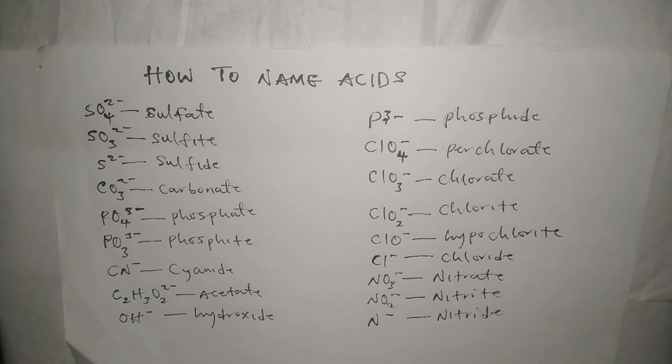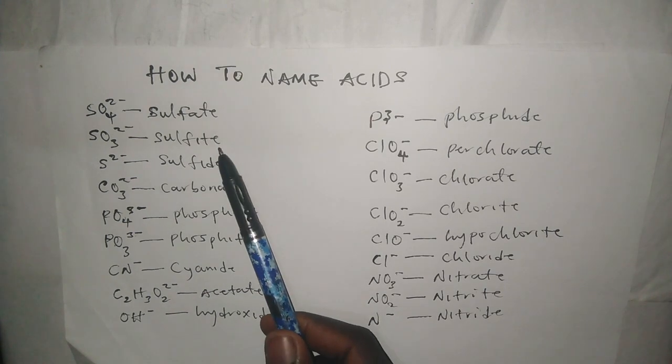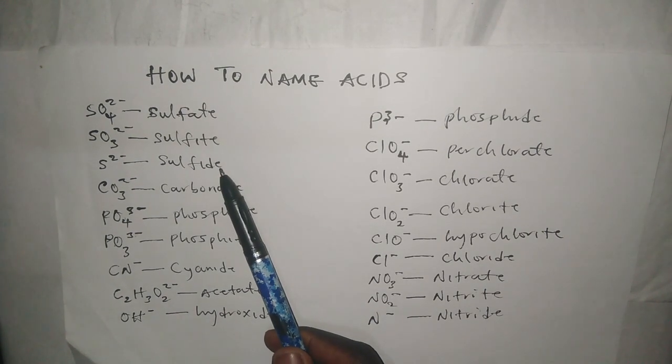In this video, we shall be looking at how to name acids. Now, to name acids, you must first of all know your polyatomic ions. Here are some examples of polyatomic ions. This is known as sulfate. This is known as sulfite. This is known as sulfide.